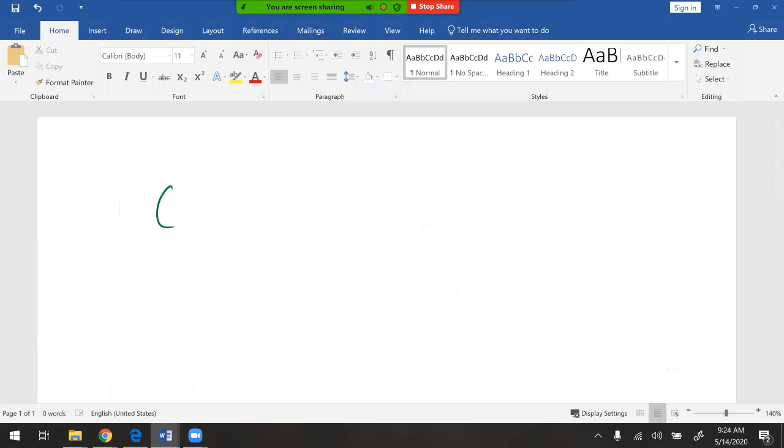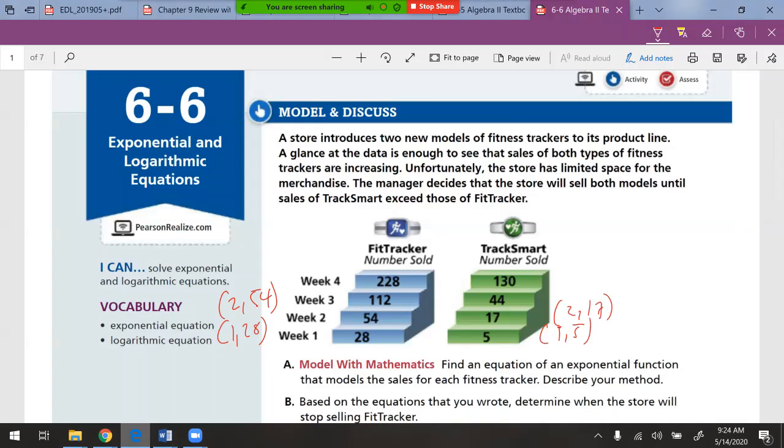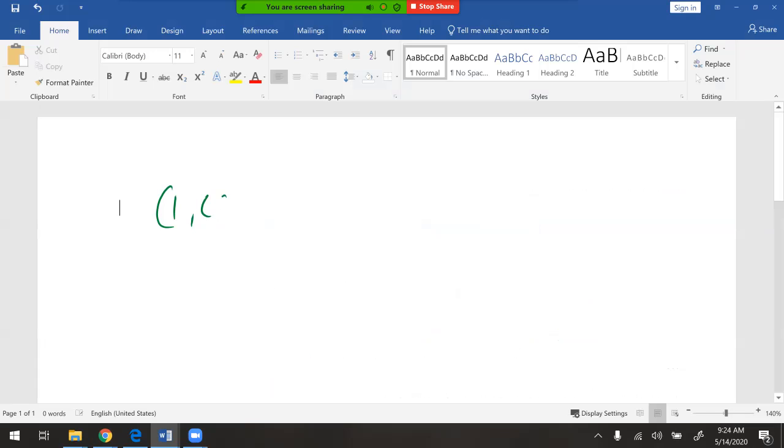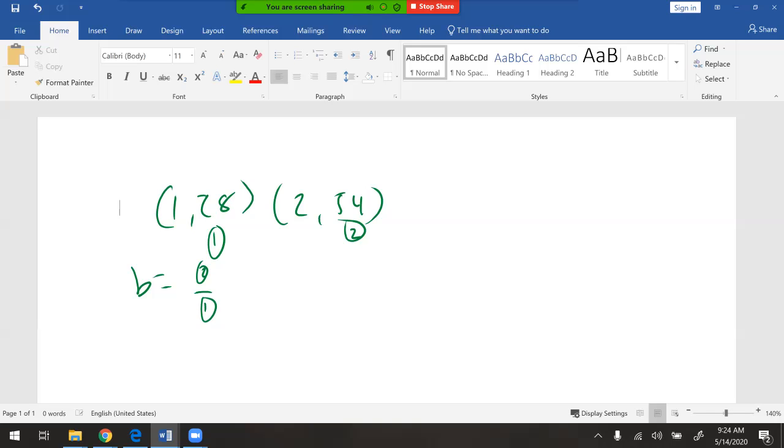So let's do the 28 one, and then the 54. In order to find the value of b, we're going to take the second number and divide it by the first number. To find the value of b, it's second over first. In this case, it's going to be 54 over 28. And I can leave it like that.